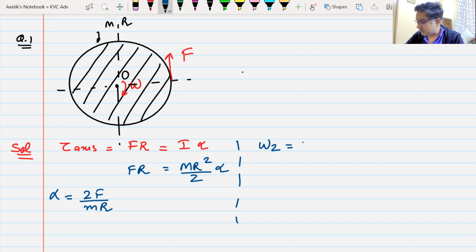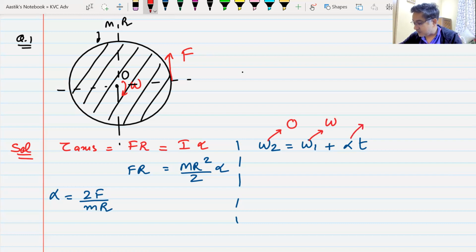Omega 2 is equal to omega 1 plus alpha t. This is the first time we are using this equation in our entire lives. Not a problem. You can do it for the first time now also. So my omega 2 here, because it has to stop, is 0. My omega 1 is anti-clockwise, so it is positive omega. My alpha is clockwise, so it is negative. So I can find out the value of t from here, my dear friends.